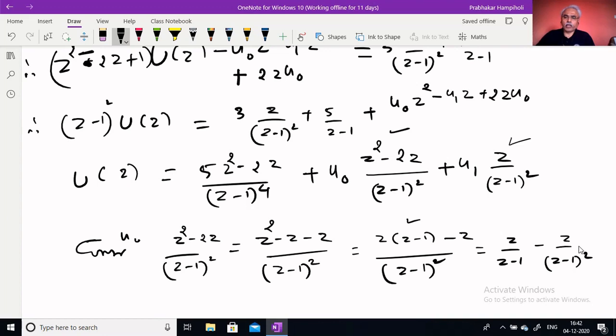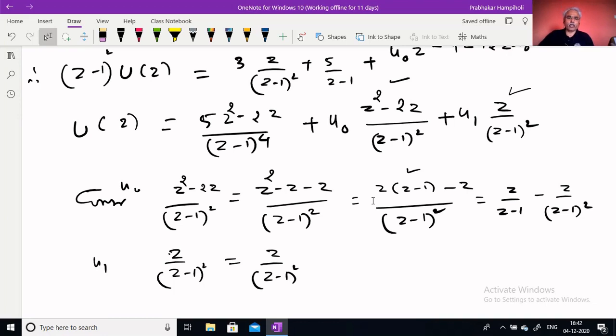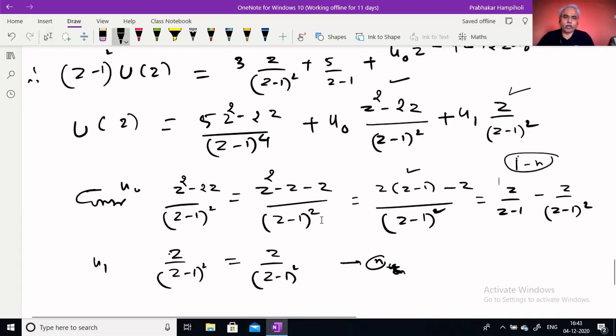And this term is directly ready to take the transformation. The u1 term is already ready: z by z minus 1 whole square, as it is you can keep. The inverse transformation of this is n. So this becomes un is n. Inverse transformation of this is n, and inverse transformation of this is 1 minus n. So let us keep that in mind.